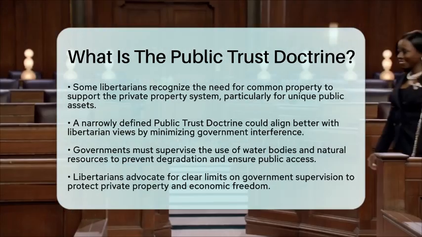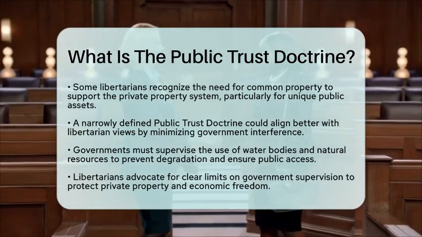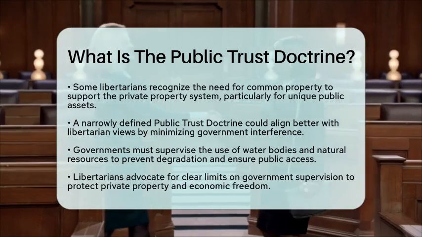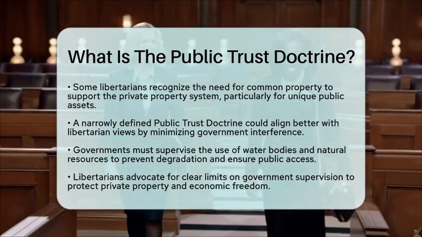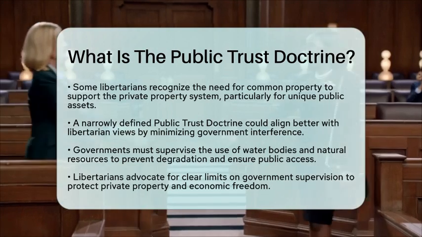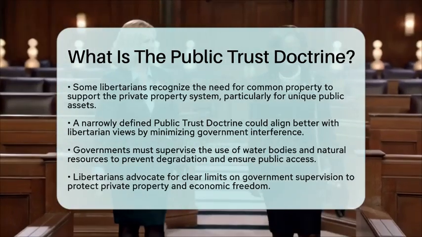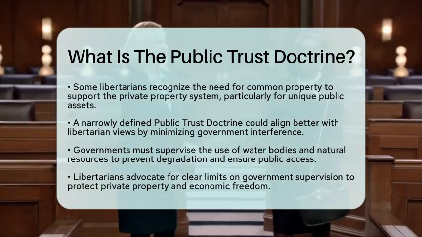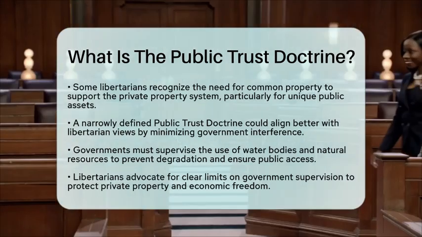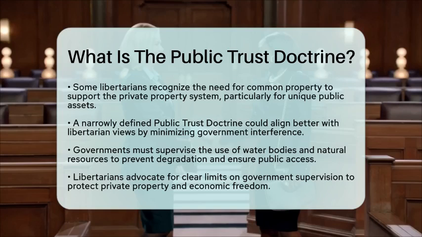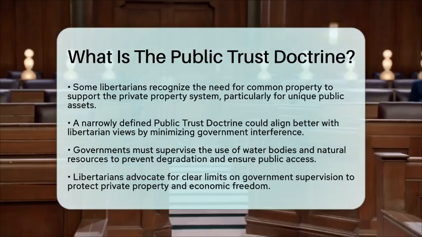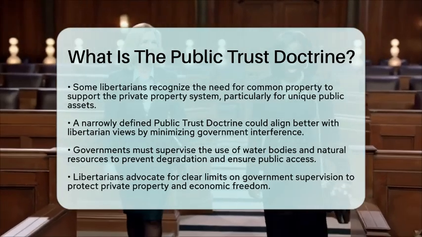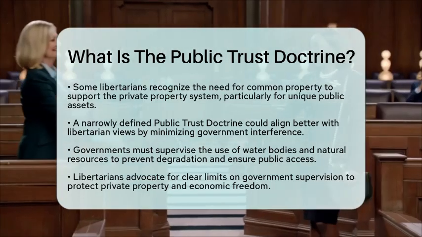In practical terms, this doctrine means that governments must carefully supervise the use of water bodies and related natural resources. They need to ensure that private exploitation does not degrade these resources or limit public access. This supervision aims to prevent environmental harm and maintain the availability of these resources for public use. Libertarians argue that this should be done with clear limits to avoid unnecessary restrictions on private property and economic freedom.